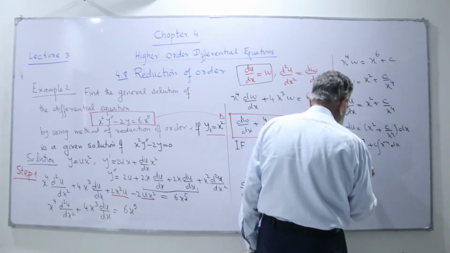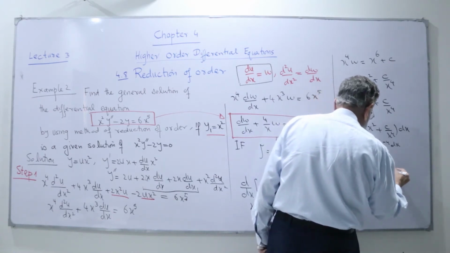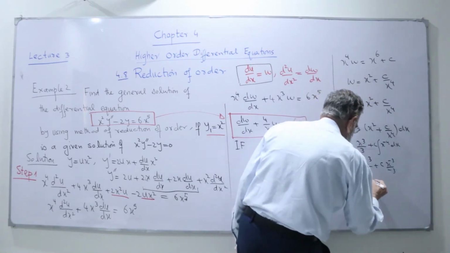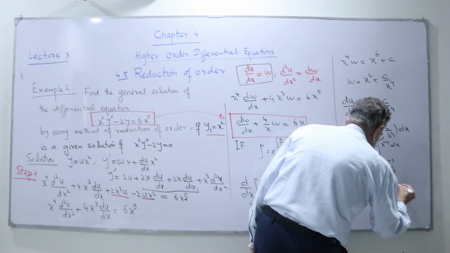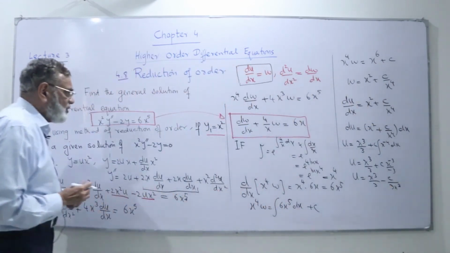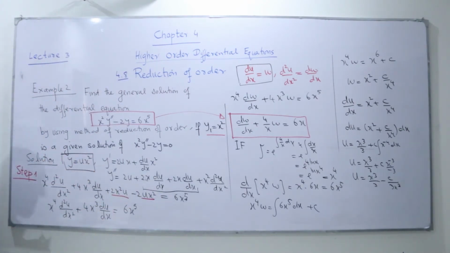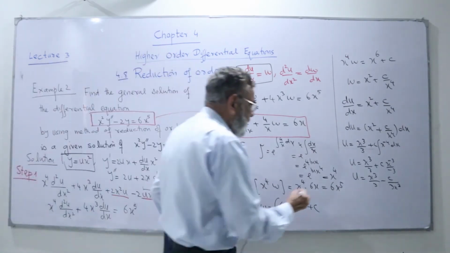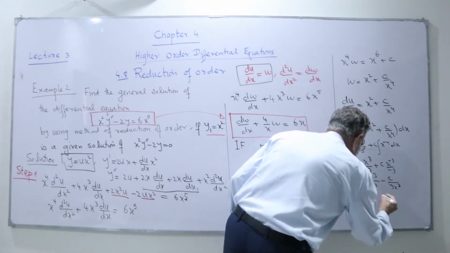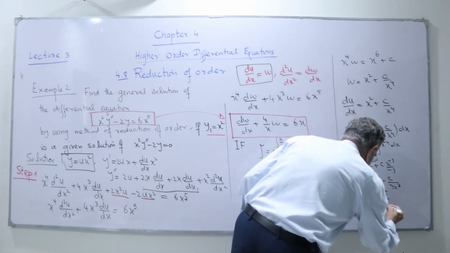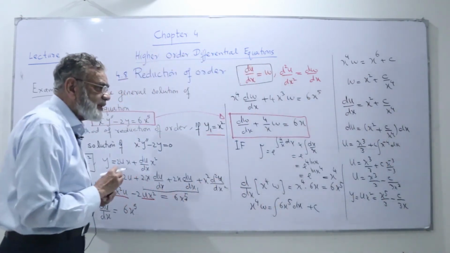I can write u is equal to x to the power 3 over 3 plus c x to the power minus 3 over minus 3. So my u is equal to x to the power 3 over 3 minus c over 3 x to the power 3. So this is my u. Now I want to find my solution. My solution y2 is equal to u times x square. So my y2 is u multiplied by x square, and I get x to the power 5 over 3 minus c over 3x. So this is my y2.